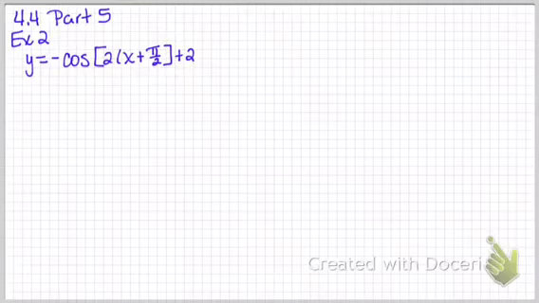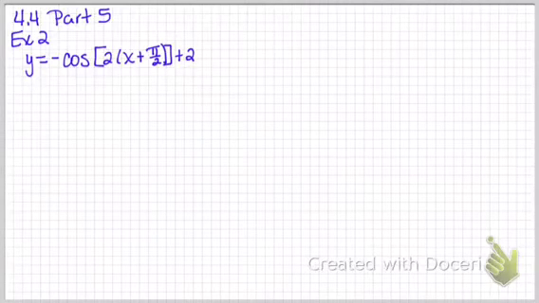12.4 Part 5, Example 2 says by using the graph obtained in number 1, graph y equals negative cosine of 2 times x plus pi over 2 plus 2 over a 1 period interval. Alright, well, let's just go ahead and do this like we didn't do example 1, just for extra practice, but we have example 1 to look back on. Alright, so this time the difference is we have a d value.